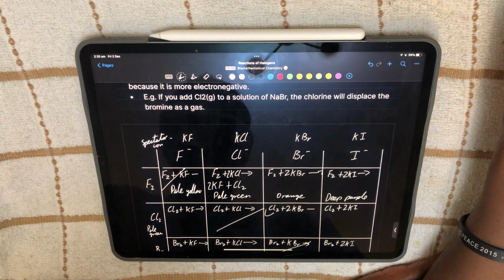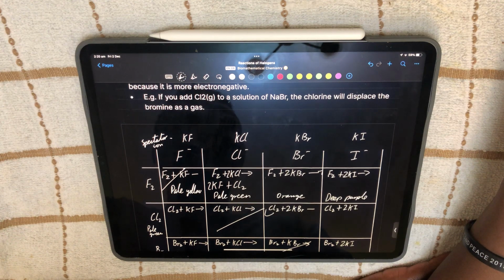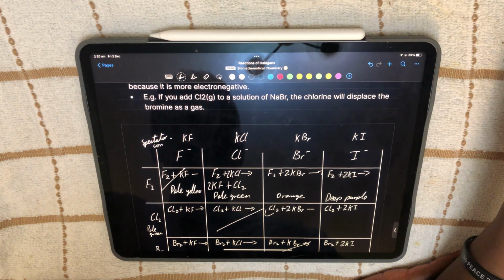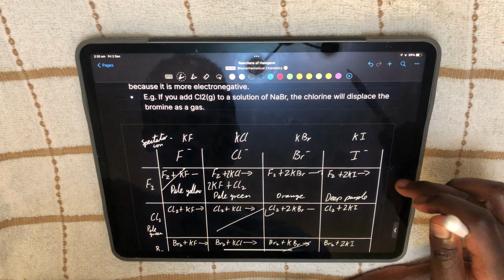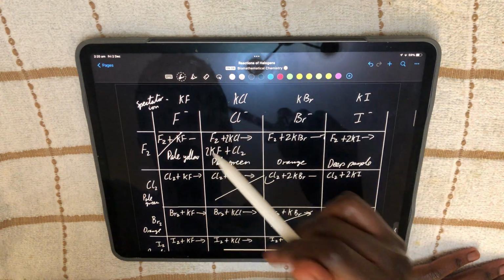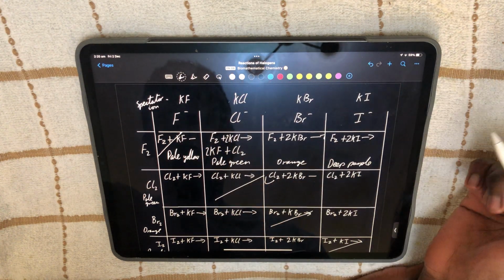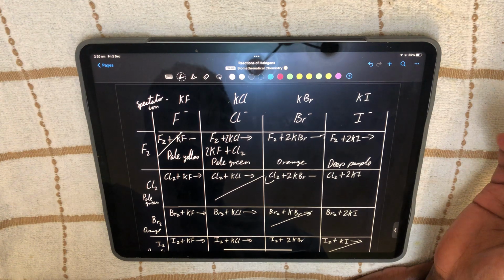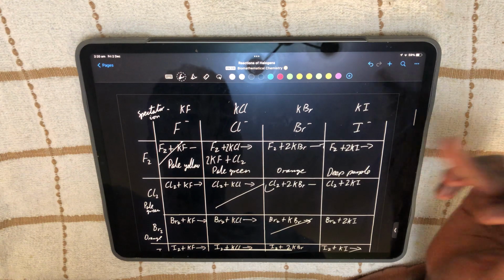Yes, they're better at oxidizing larger ions, because of their electronegativity. So here I've got an example. This is a table, so you've got your ions here. Obviously, you don't get ions by themselves. It has to be an ion in an ionic compound, always in solution.